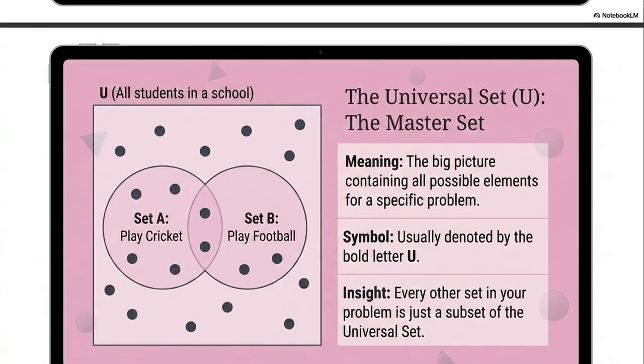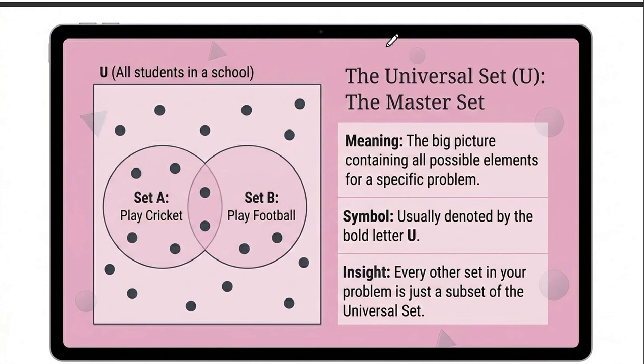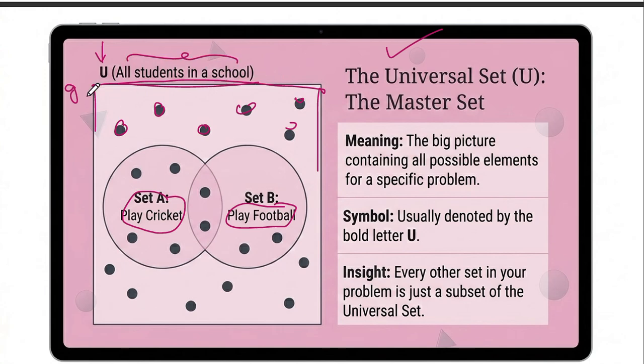Look at the next part, that is the universal set. For example, let's say this square box is a playground. In this playground, these dots represent students. Some students are playing cricket and some students are playing football. So what is a universal set? Universal set means all the students which are there in this square, all the students in the school or in the ground.